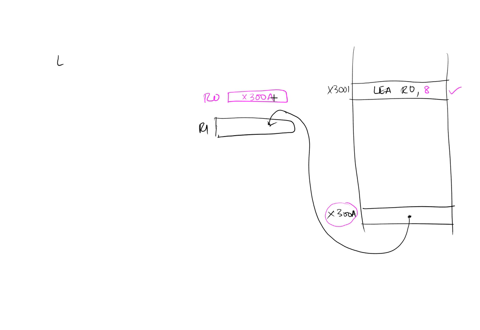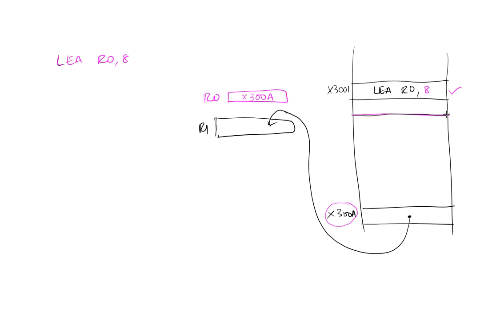So my first step then is LEA R0, 8. Now that I have a location, an address that I have in a register, I'm going to grab what is in that address. Because the thing with LD is, it uses PC as the reference, right?